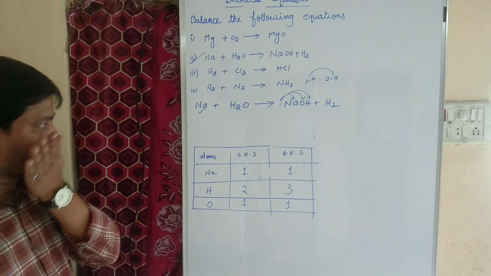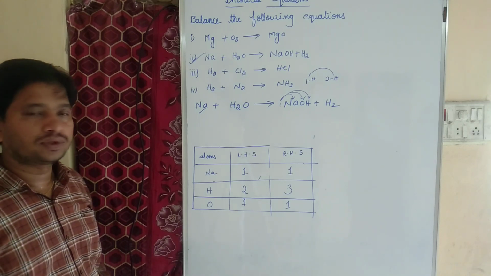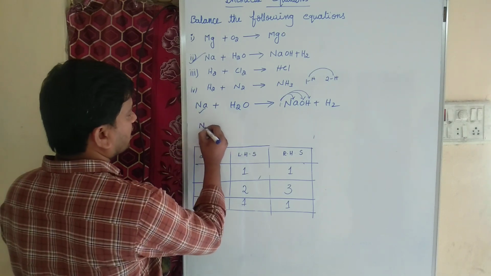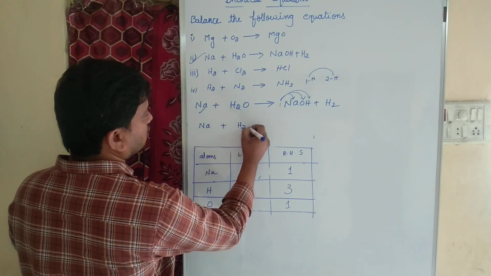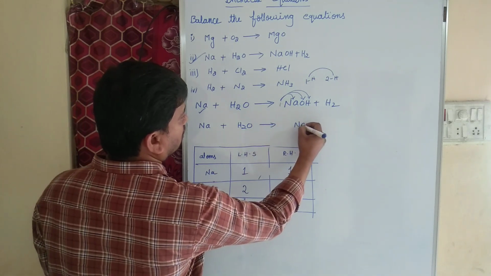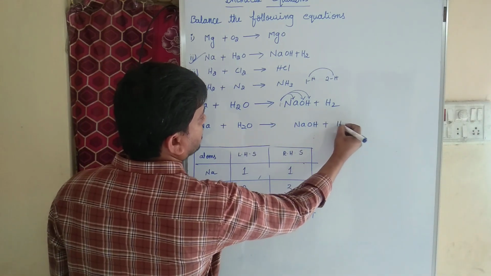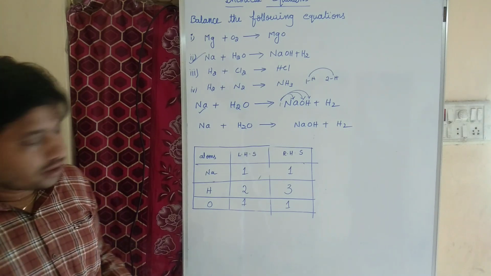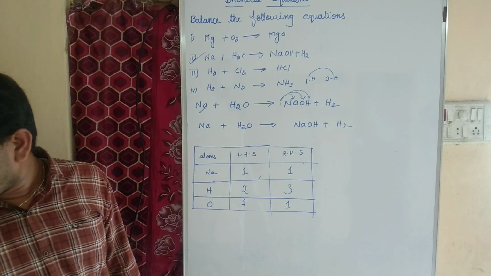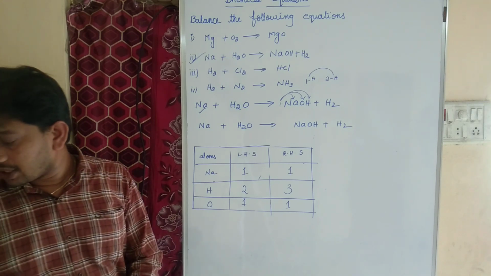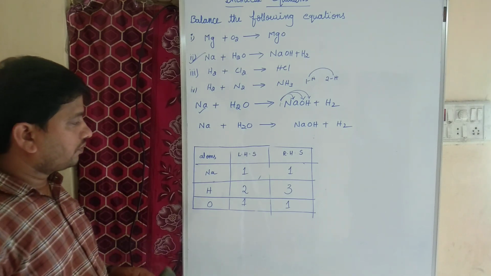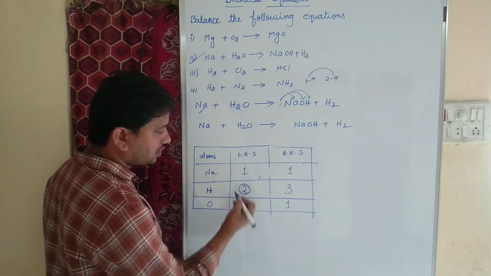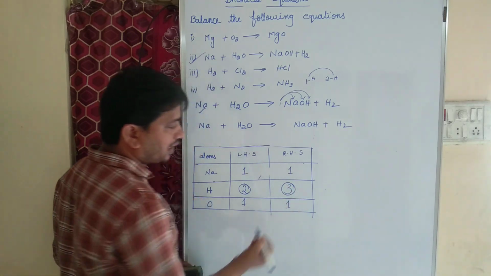Now you see, let us balance. This is called our skeletal equation. Let me write it once again: Na plus H2O gives rise to NaOH plus H2. Now if you observe, which atoms are imbalanced, children? If you see, first of all, on LHS we have 2 atoms of hydrogen. On RHS we have 3 atoms of hydrogen.